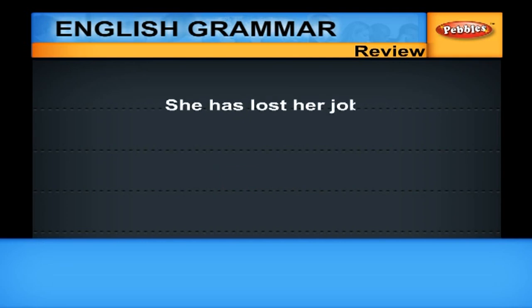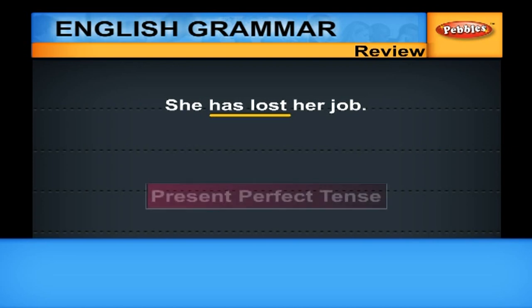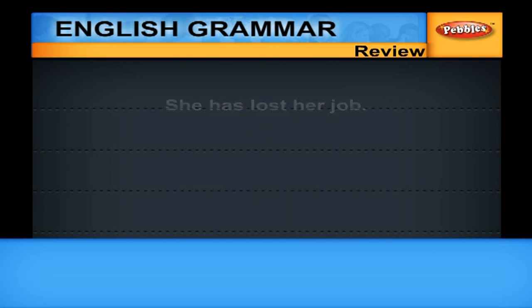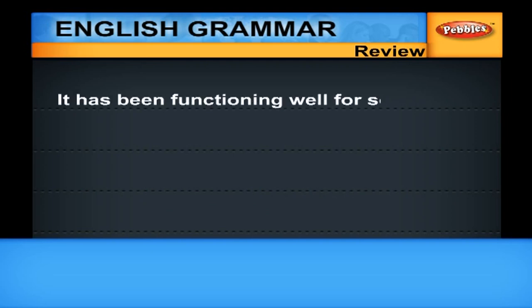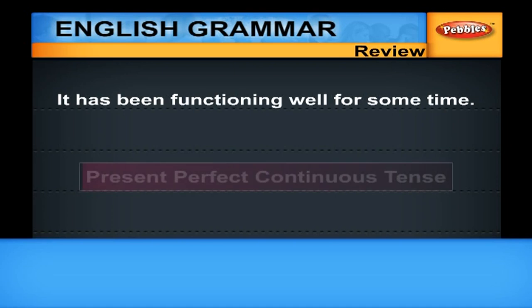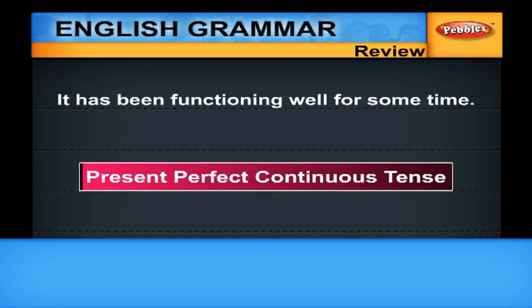She has lost her job. We don't know at what point of time the action is performed, but it is still relevant. It is a present perfect tense. What are the indicators? Lost, past participle of lose, and the helping verb here is has. It has been functioning well for some time. Here, it is in the present perfect continuous tense, an action that is started in the past and continuing even now.